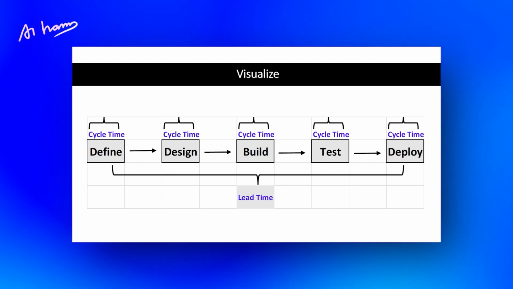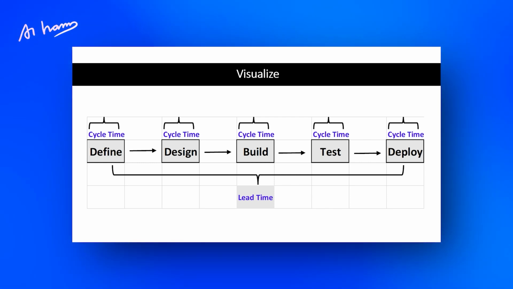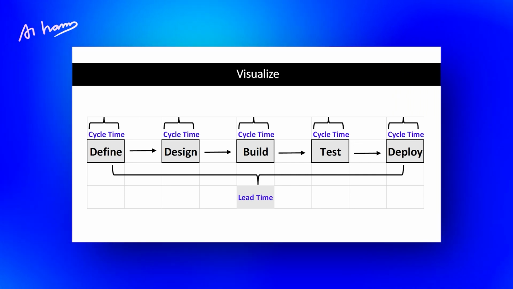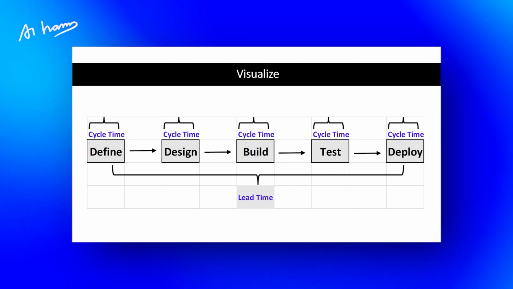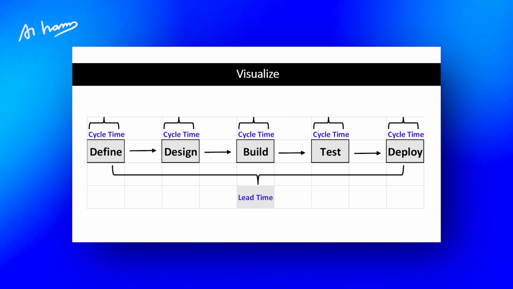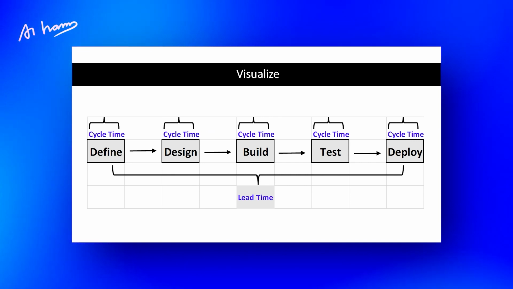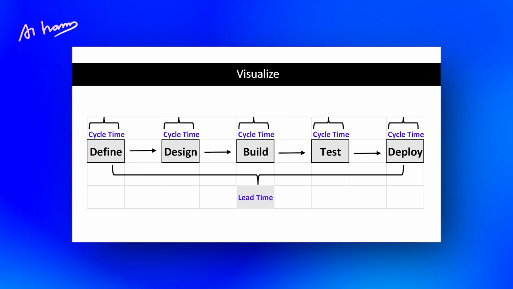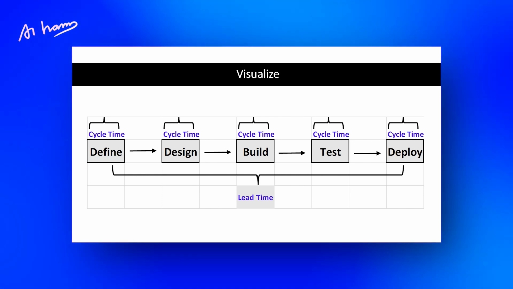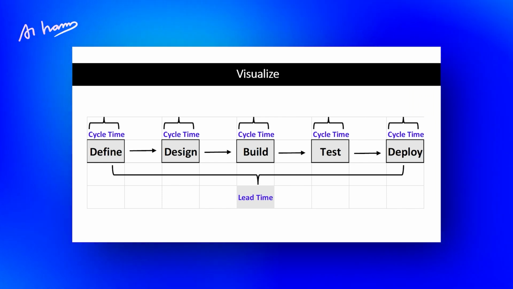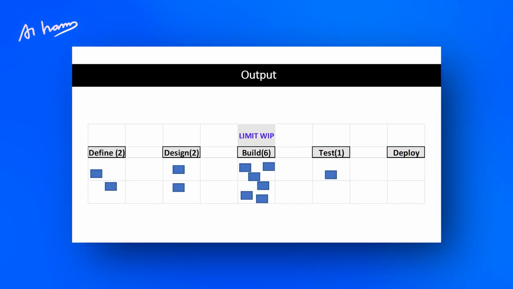Lead time is the total time it takes to deliver the working software to the customer. Understand these two differences. Cycle time is the time it takes to do an activity. 4 or 5 cycle times together will give you a lead time. Okay, getting it? Good. Now, how do we limit work in progress?